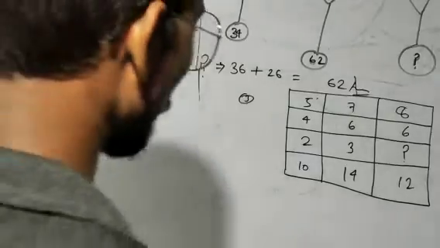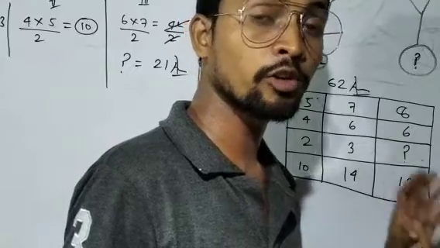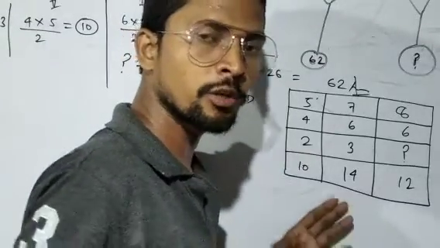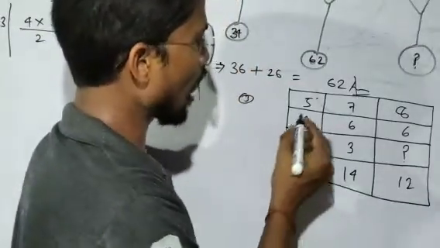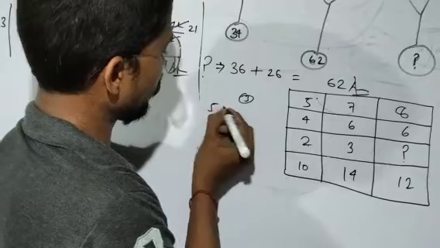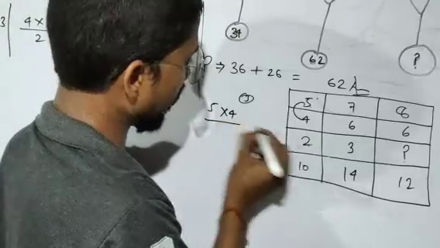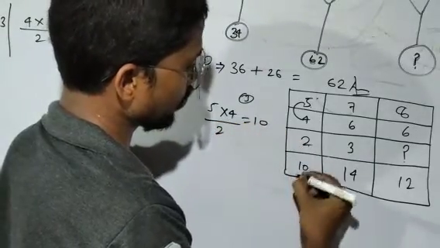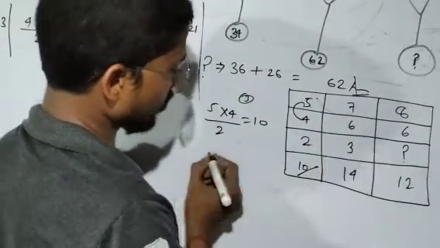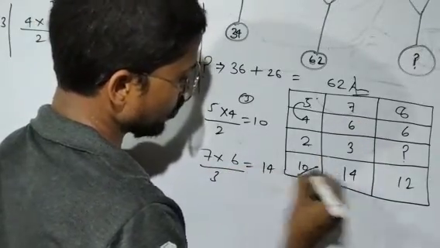According to your third question, we have to understand how the numbers have been written inside the rectangle boxes. First of all, when 5 is multiplied by 4 and divided by 2, we get 10. For the second column, 7 multiplied by 6 and divided by 3 gives 14.